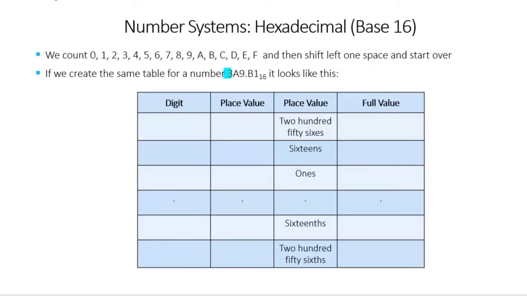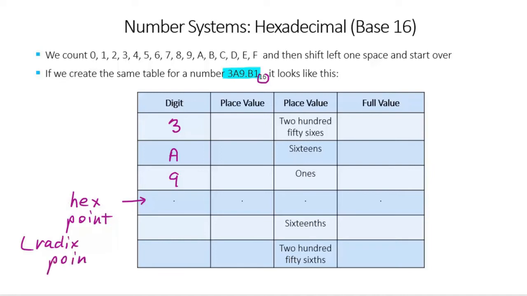Let's take a look at a final number, 3A9.B1. This number is in base 16. So I have the digits 3, A, and 9, and then we can call this the hexadecimal or the hex point, or again, more generally, the radix point. Following the radix point, I have the digits B and 1.